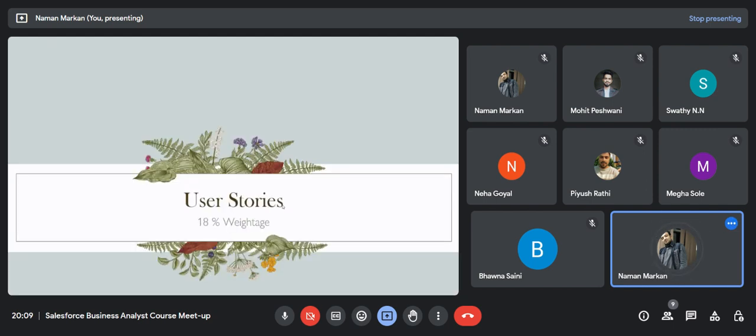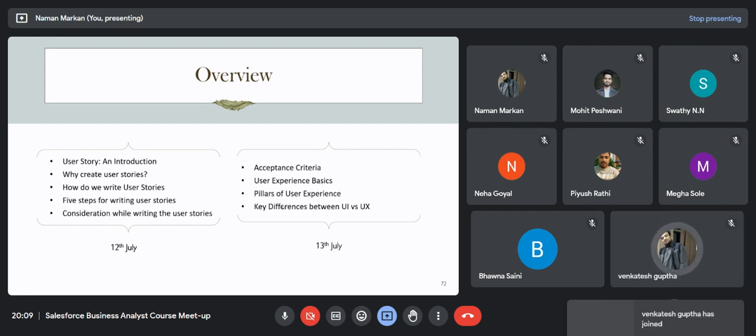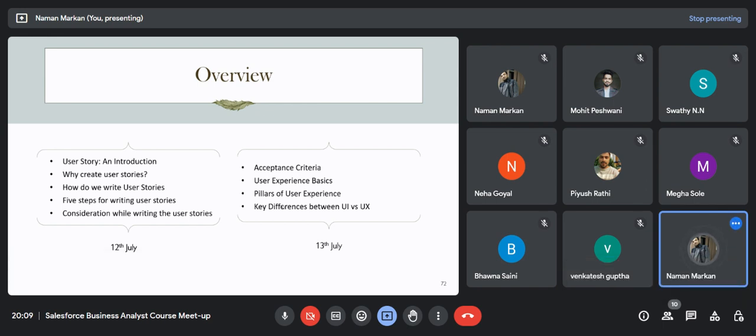The day before yesterday, we covered user stories: how important they are, why they have to be there, what exactly user stories are, the steps involved in writing them, and considerations related to user stories. Then we also looked into acceptance criteria, since based on the user stories we have certain acceptance criteria.